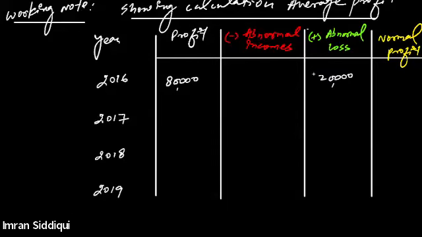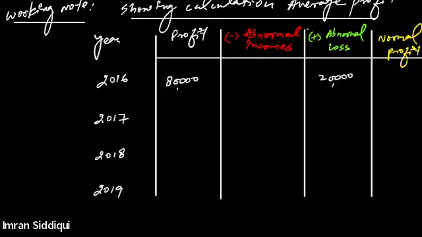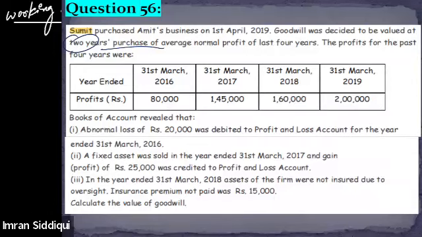Got it? Now moving on to the next year, 2017. Let's find out the profit of 2017, that is 1,45,000. We'll write it right here. And see whether any adjustment is given regarding 2017's profit or not. Read the second statement. It says that a fixed asset was sold in the year ended 31st of March 2017, and a gain, that means profit, of ₹25,000 was credited to the profit and loss account.